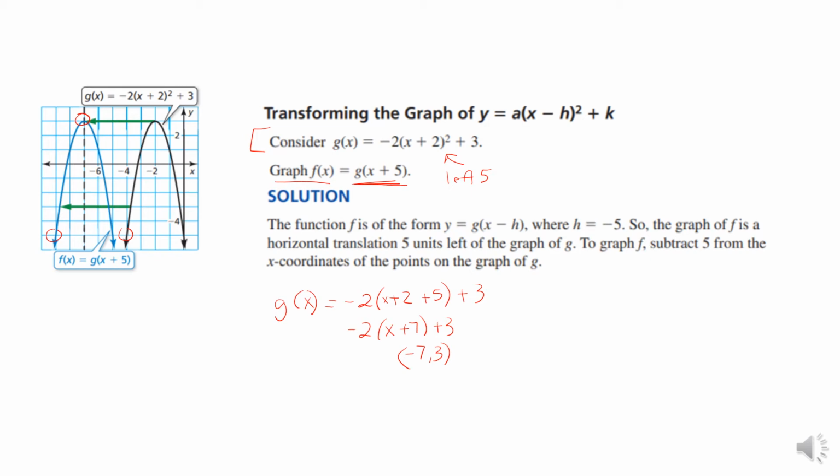Okay, so this gives you the new axis of symmetry and your vertex. Axis of symmetry is negative 7. The original axis of symmetry was negative 2. Okay, your original vertex was negative 2, 3.